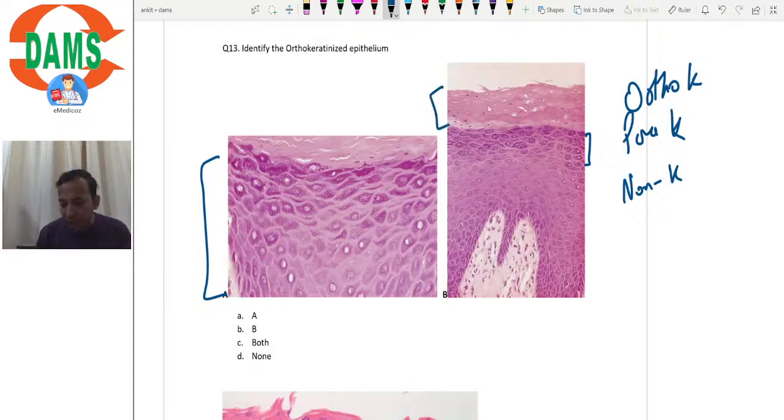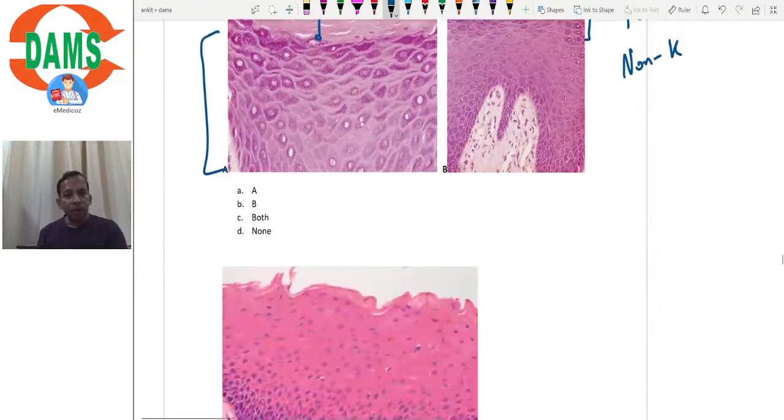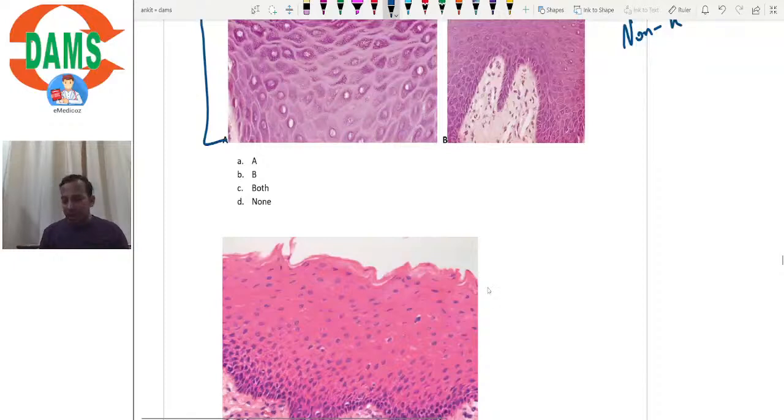So the outermost layer of cells will display nucleus, and this nucleus is absent in the orthokeratinized epithelium. So with the help of this nucleus in the outermost layer, you can differentiate between the parakeratinized and orthokeratinized, since both of these will have stratum granulosum. So stratum granulosum जो है, that would help you in differentiating between keratinized and non-keratinized epithelium. So here you can appreciate the non-keratinized epithelium in this diagram.